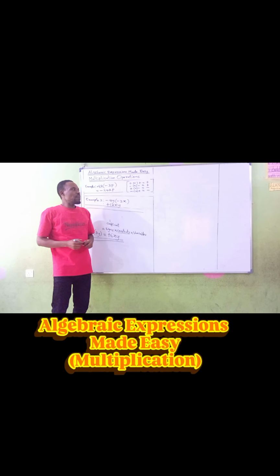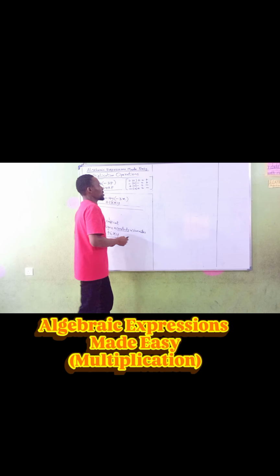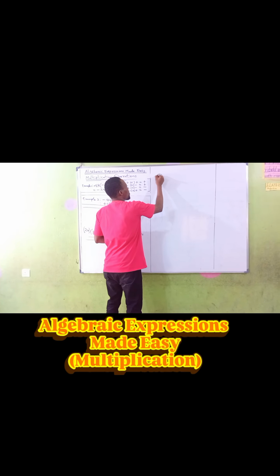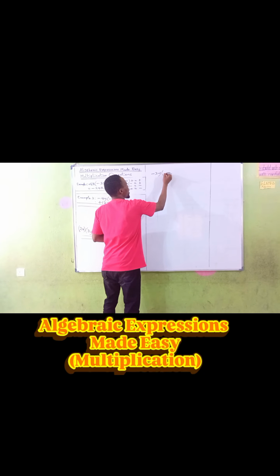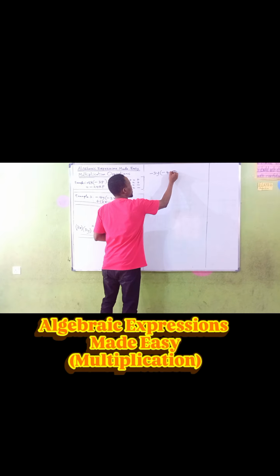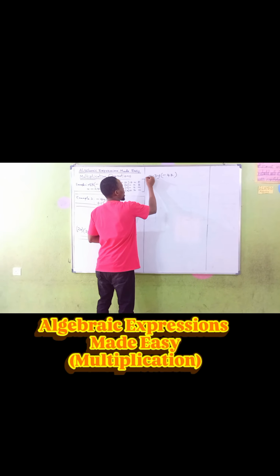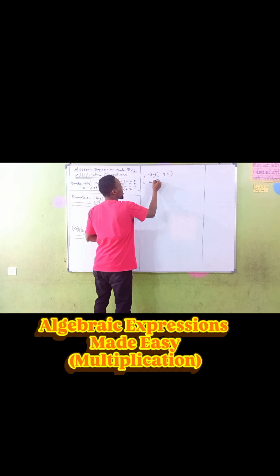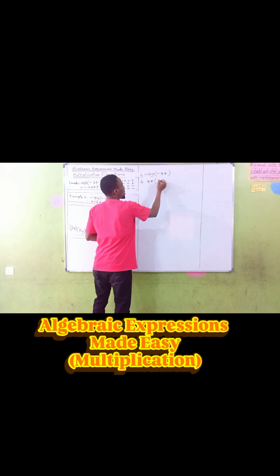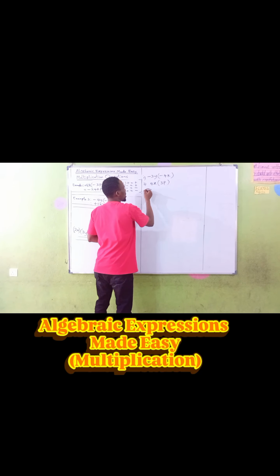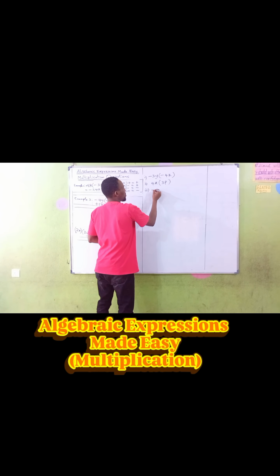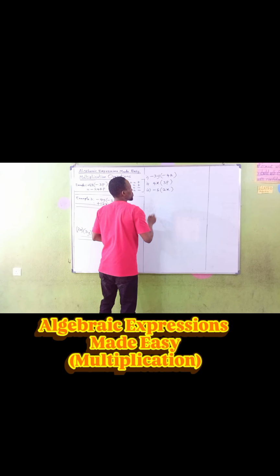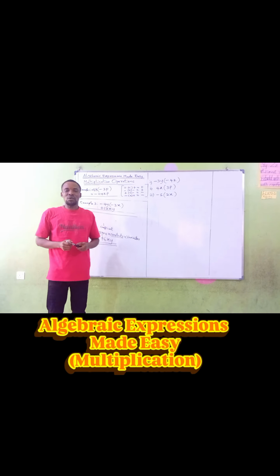So, a quick one. Let me give you what to do. You are going to do this for me and then give your answer in the comment section. Number 1, let's say they gave you minus 3y multiplied by minus 4k. Number 2, you are given 4x multiplied by 3p. Now number 3, let's say you are given minus 5 multiplied by 2x. So give me your answer in the comment section.